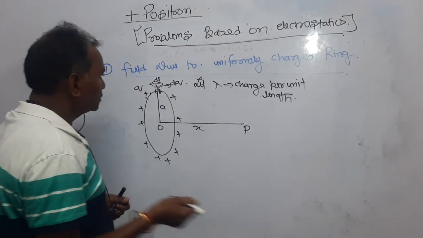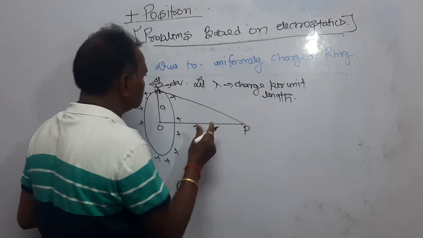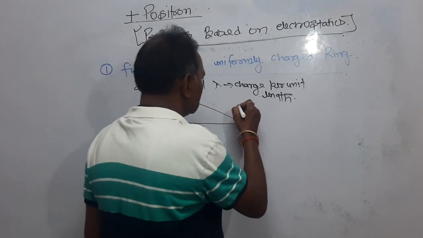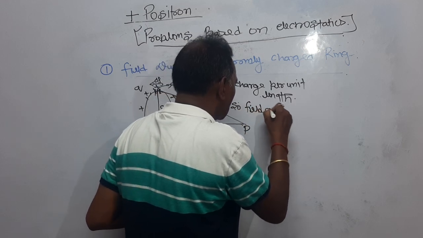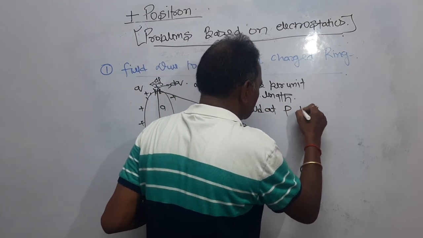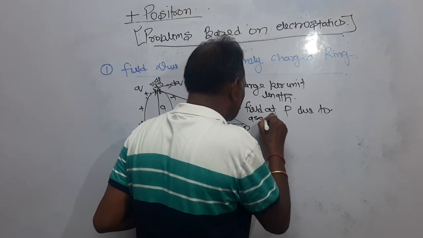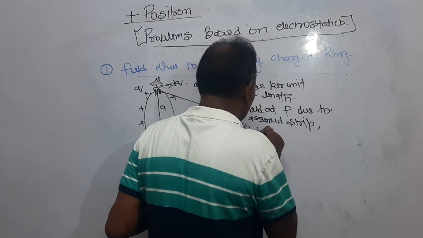Now, dear students, I'm going to find out the field at point P due to this small strip. So, field at P due to the assumed strip. What will we write it like?